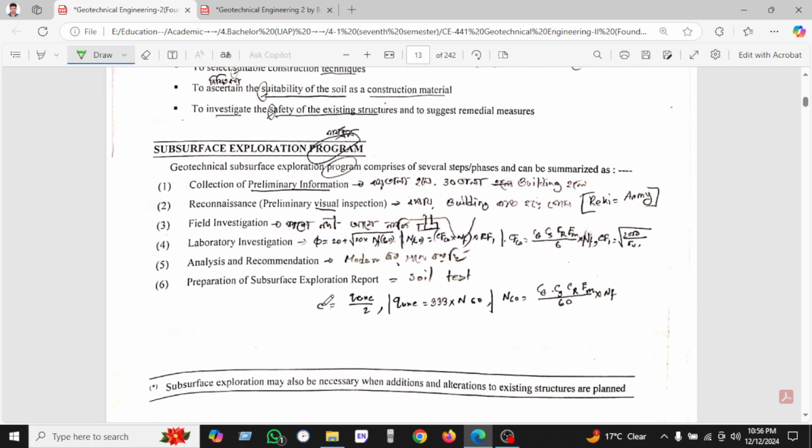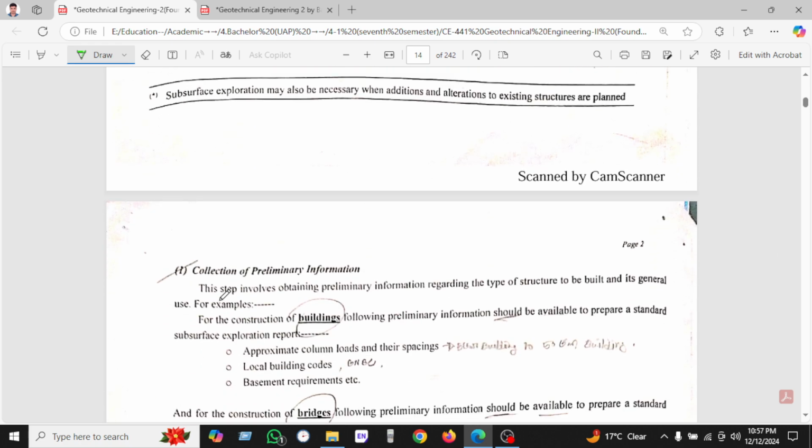As a subsurface exploration program, we can see here that the geotechnical subsurface program comprises several steps, which can be summarized as: preliminary information, reconnaissance, field investigation, laboratory analysis, registration, and preparing the subsurface report.